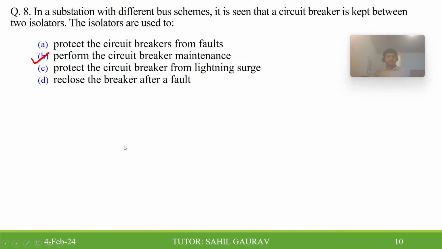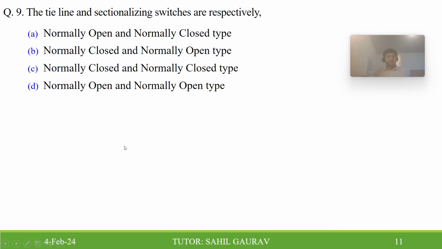So now let us come to the next problem. In the next problem, the tie line and sectionalizing switches are respectively: A, normally open, normally closed type. B option is normally closed, normally open type. C option is normally closed and normally closed type. And D option is normally open, normally open type. Anyone knows the answer? You can try. If you are wrong, then nobody will know. It is not an exam.